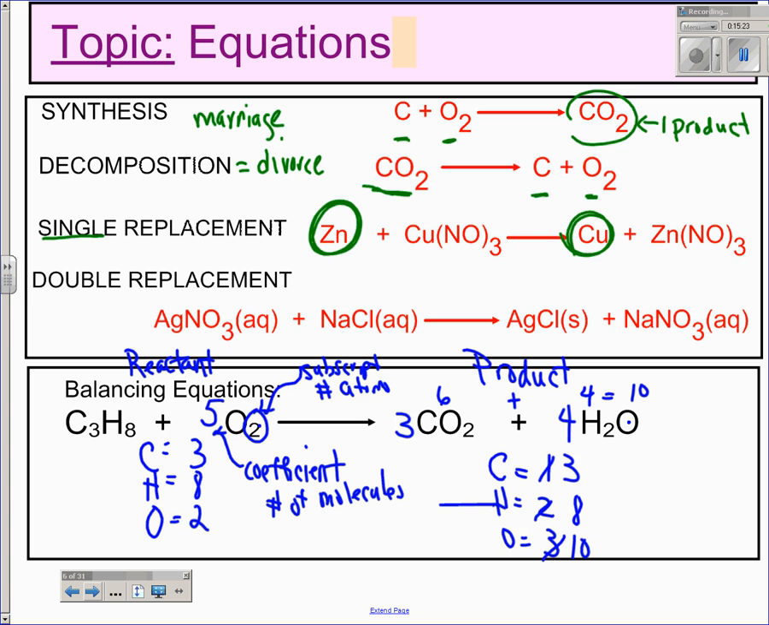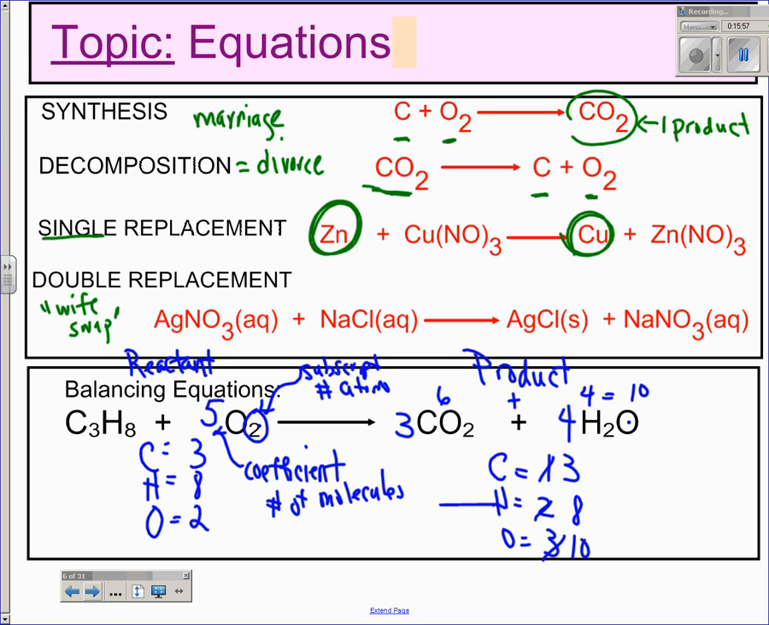And double replacement, we call the wife swap. By wife swap, we mean that the cations switch places. So if you notice in silver nitrate that the silver and the nitrate are paired up, but look in the product side, the silver is paired with the chlorine from the NaCl. And the sodium, which was originally paired with the chloride ion, is now paired with the nitrate. So the cations switch places. So your double replacement is the wife swap.